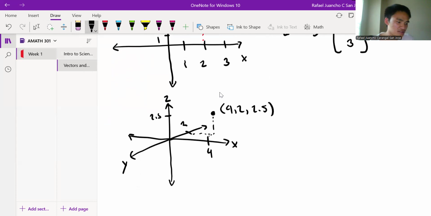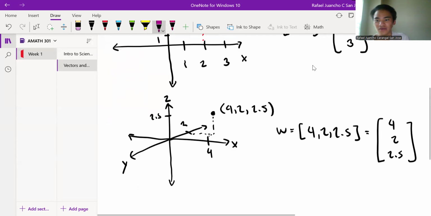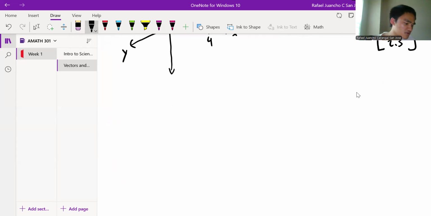And we can also say that this is a vector. Let's say this is vector W, could be any. We can write this as 4, 2, 2.5, or we could write it like this, 4, 2, 2.5. So again, we have a column vector and we have a row vector. Okay. What else can we do?